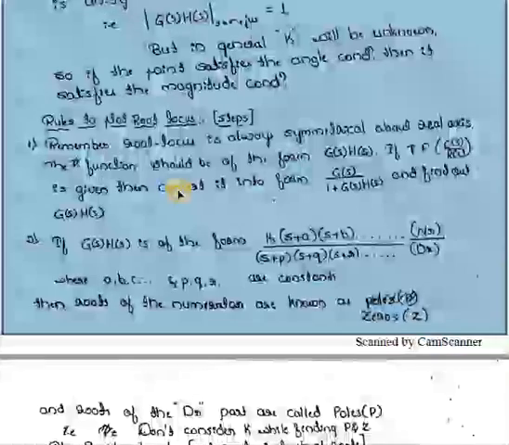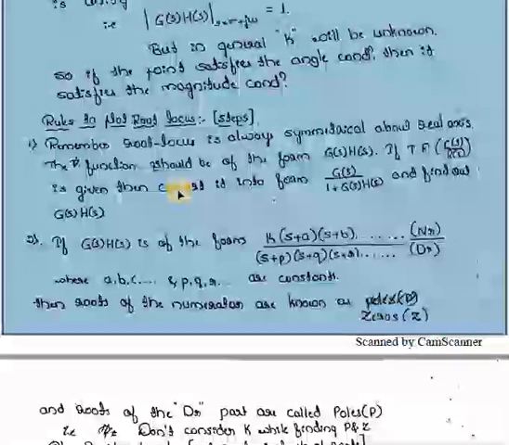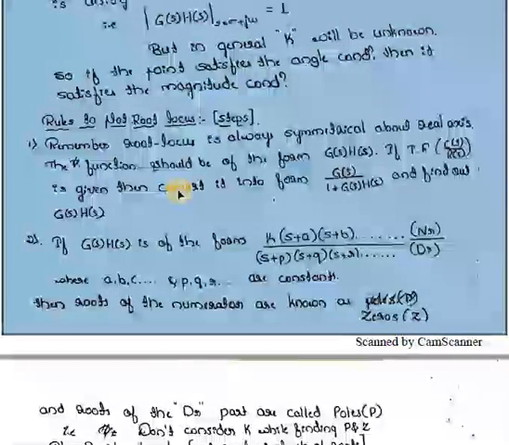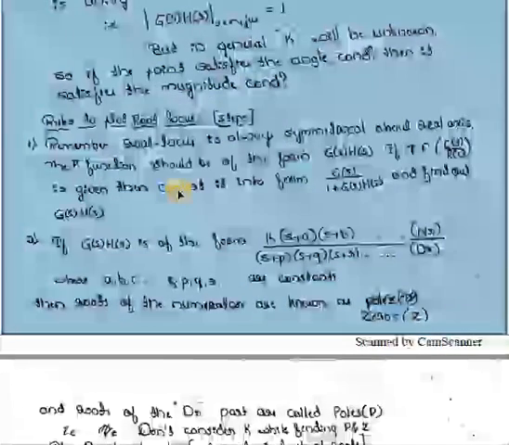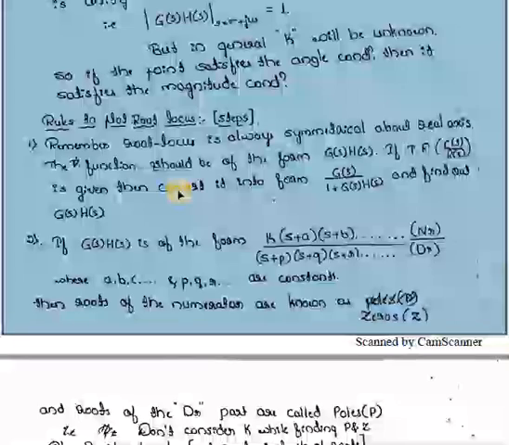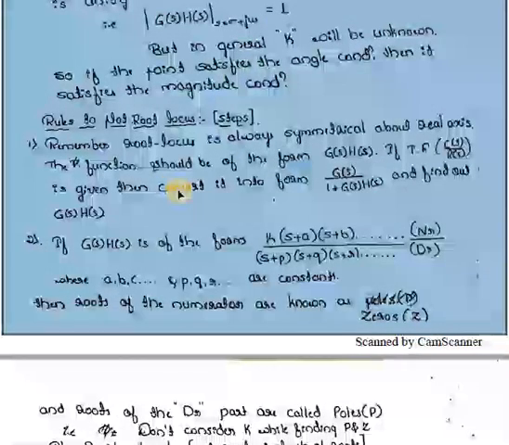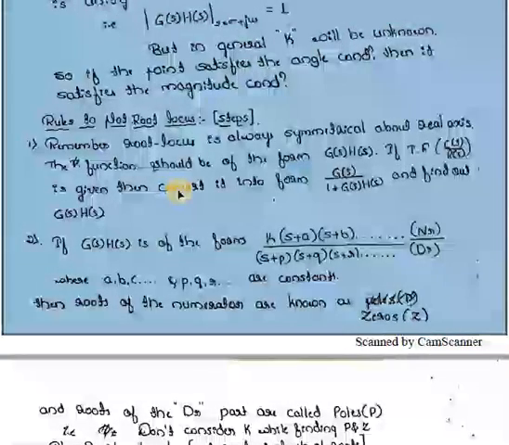Now you need to remember a few steps from the 10 steps to plot the root locus. The first one is, remember the root locus is always symmetrical about the real axis. The function should be of the form G(s)H(s). If the transfer function C(s) by R(s) is given, then you need to convert it into the form of G(s) divided by 1 plus G(s)H(s), and from that you need to find G(s) and H(s).